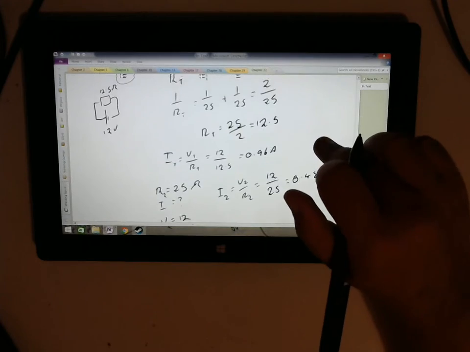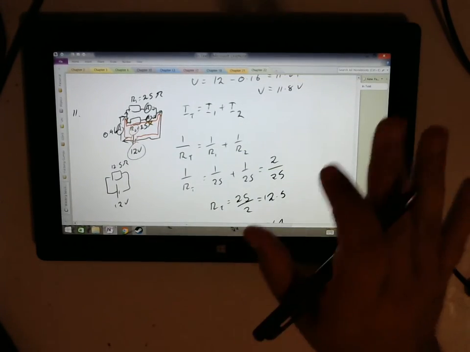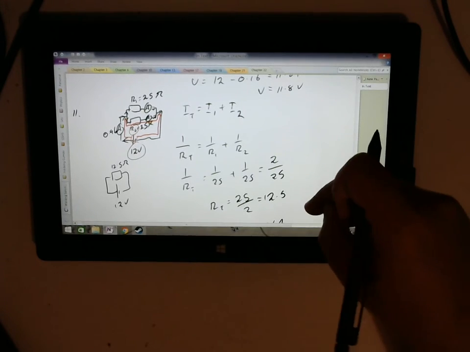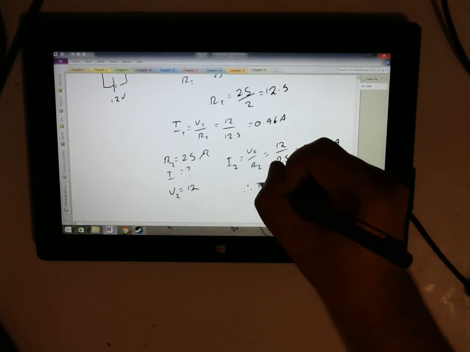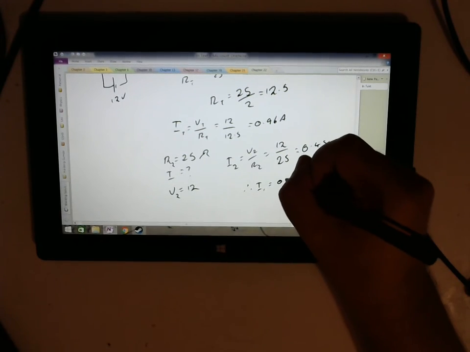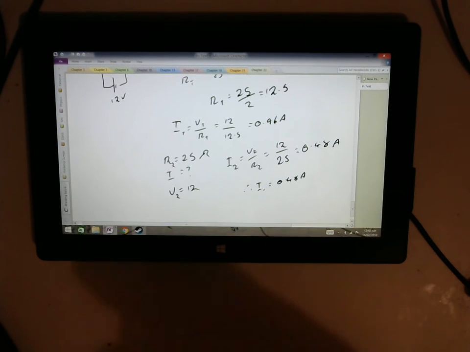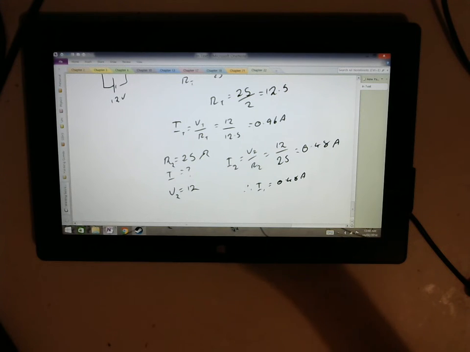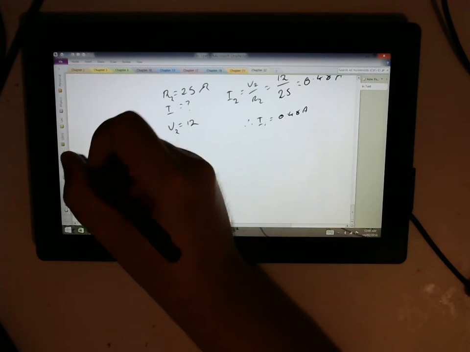Now, we don't have to work out resistor 1, it's got the same resistance. Resistor 1 and resistor 2 have the same thing, so therefore the current is going to be the same as we intuited earlier at the start. Therefore, I1 equals 0.48 amps. That's all the working you need to show for a question like this, and you don't have to worry about proving I1. We can see that resistance is the same, voltage is the same, therefore current must be the same as well. Let's move on to question 12.